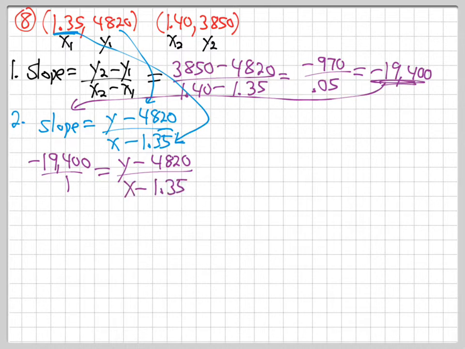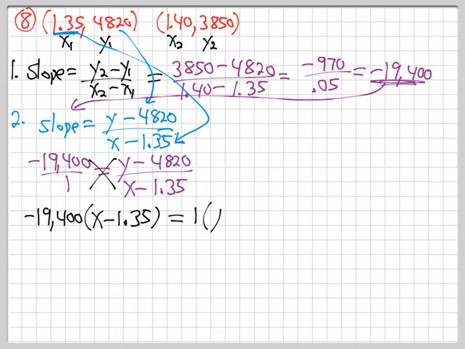And then cross multiply. So diagonal, diagonal. Minus 19,400 times x minus 1.35, and y minus 4820. We're good to there.